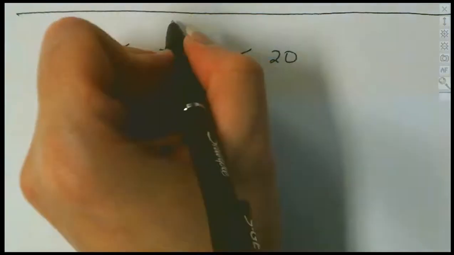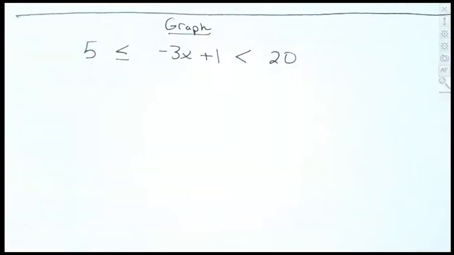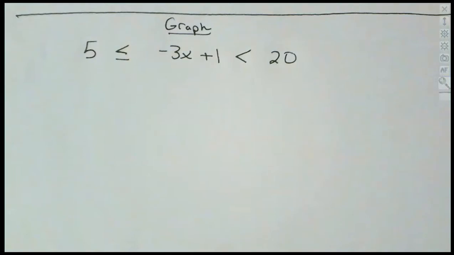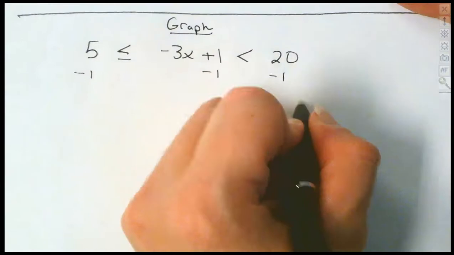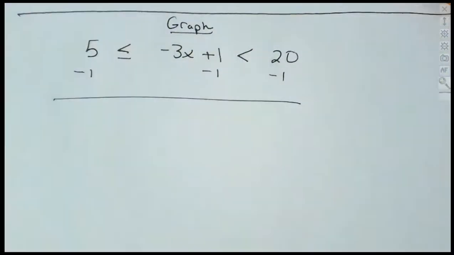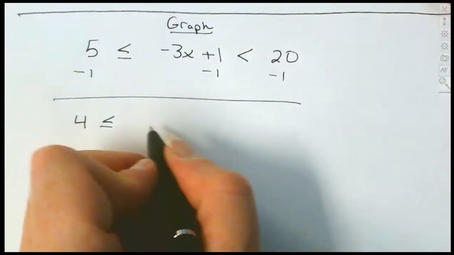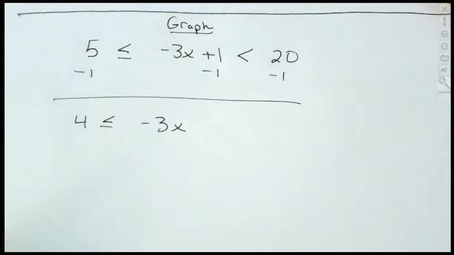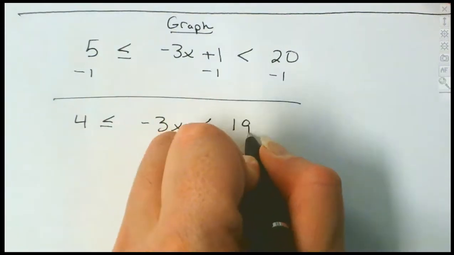Same directions again. We're going to try and graph. First thing we do, move the 1 over. Nothing new. Five minus 1 makes it a 4. We've got a minus 3x in the middle. And we've got a 19.